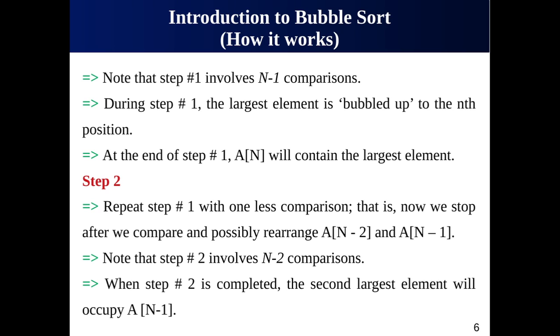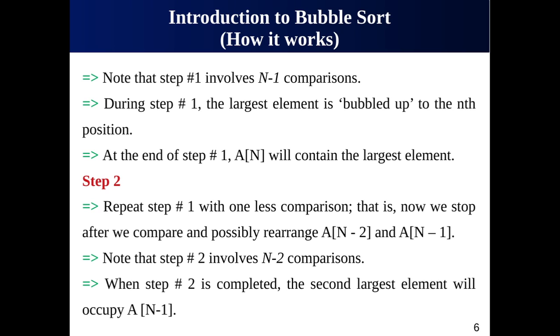Why not n? Suppose you have 5 elements and you want to compare them with one another. First you compare 1 with 2, which gives 1 comparison, then 2 with 3, which gives 2 comparisons, then 3 with 4, which gives 3 comparisons, and then 4 with 5, which gives 4 comparisons. So you have 5 elements, but you did 4 comparisons, which means n minus 1. In our case, 5 minus 1 is equal to 4.